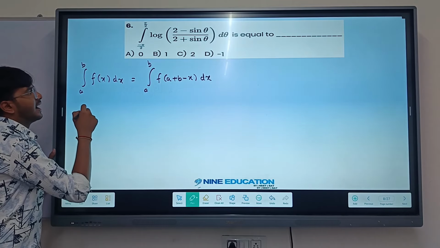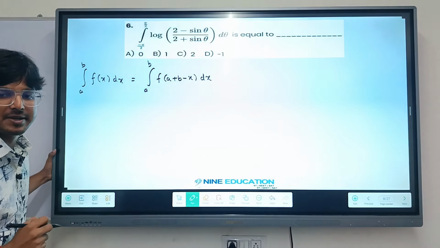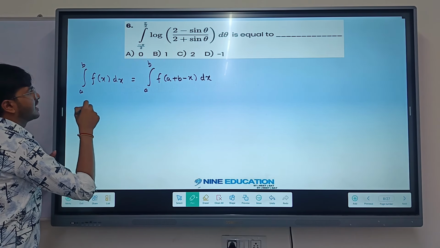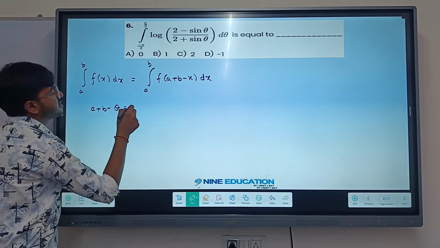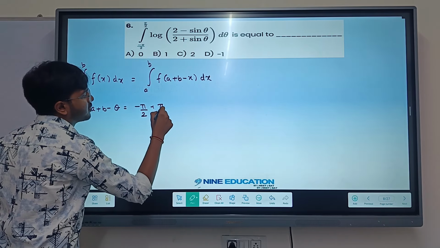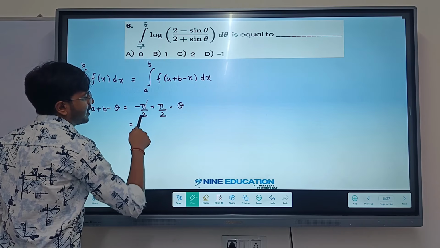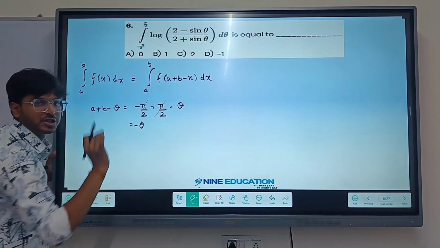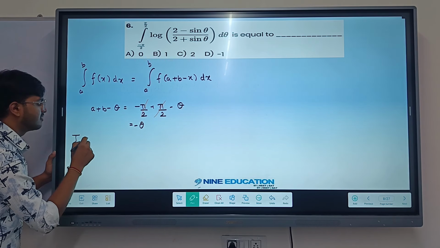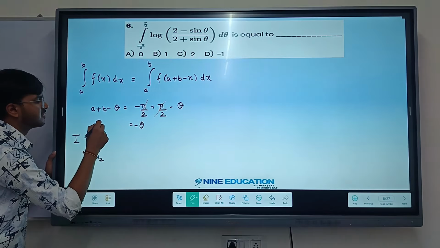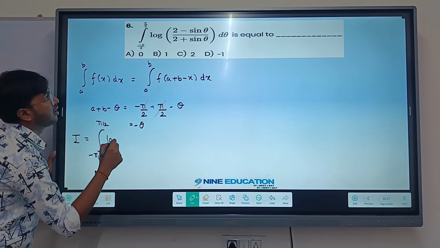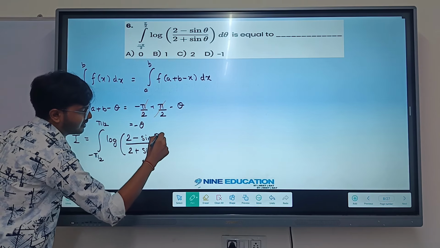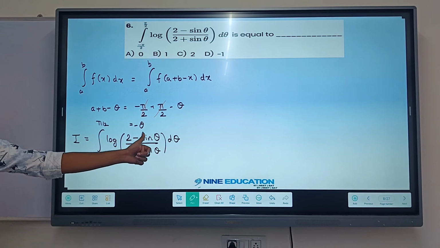Instead of x, what is there? Theta. So in place of x, I can substitute a plus b minus x, and the value of the definite integral will not change. So in place of theta, what can I substitute? A plus b minus theta, which is minus pi by 2 plus pi by 2 minus theta. Minus pi by 2 plus pi by 2 cancel, so just minus theta. So in place of theta, I can substitute minus theta. Let's say this integral value is I. Without substitution, it is minus pi by 2 to pi by 2 log of 2 minus sine theta divided by 2 plus sine theta d theta.